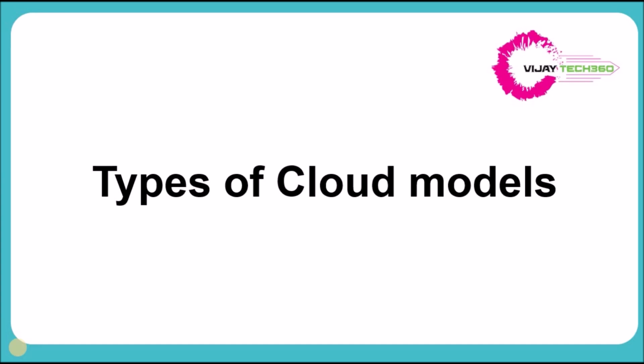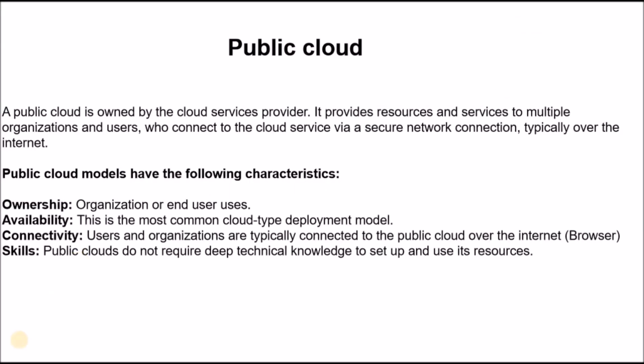In this video, we are going to see the types of cloud models, and there are cloud models like public, private, and hybrid. So in this video, we are going to see the public cloud, which is owned by public service providers like AWS, Azure, or Google, and it provides resources and services to multiple organizations and multiple users. It is a multi-tenant model where the resources are used by sharing.